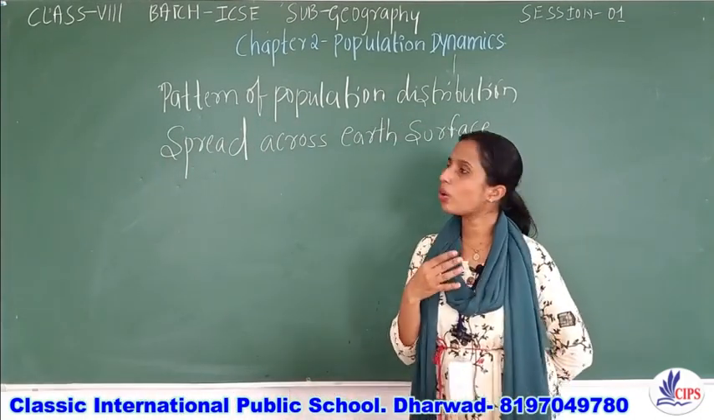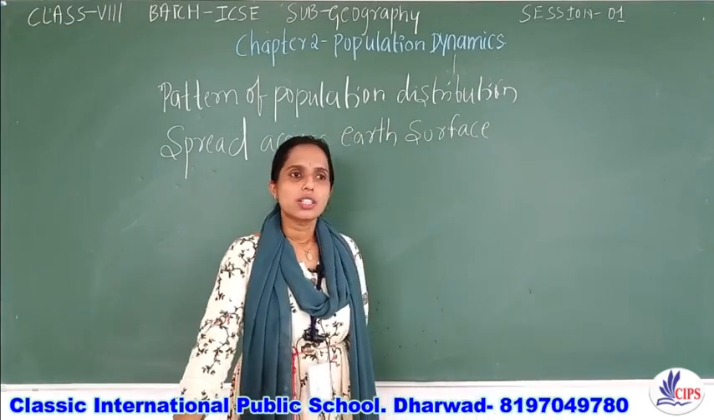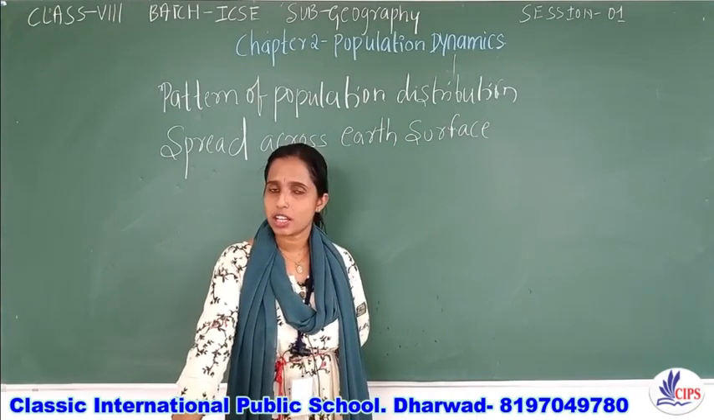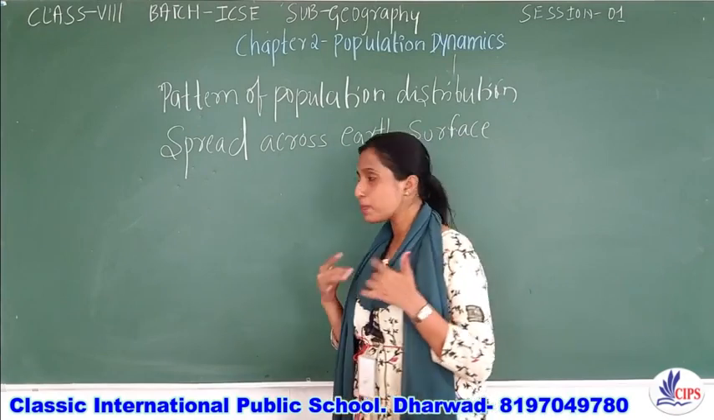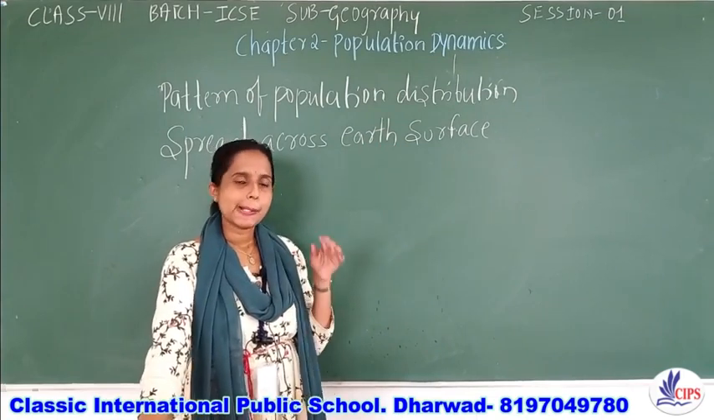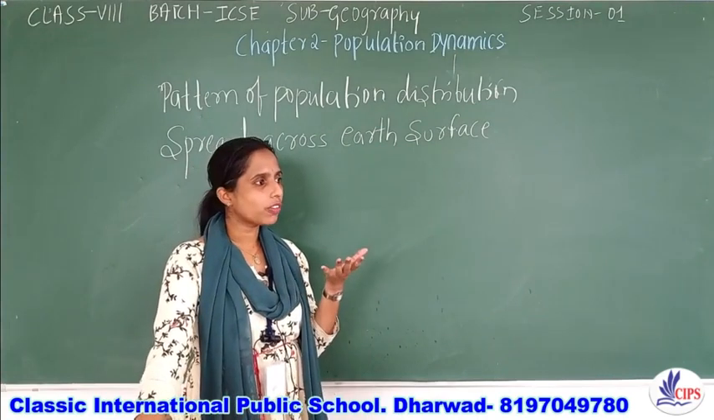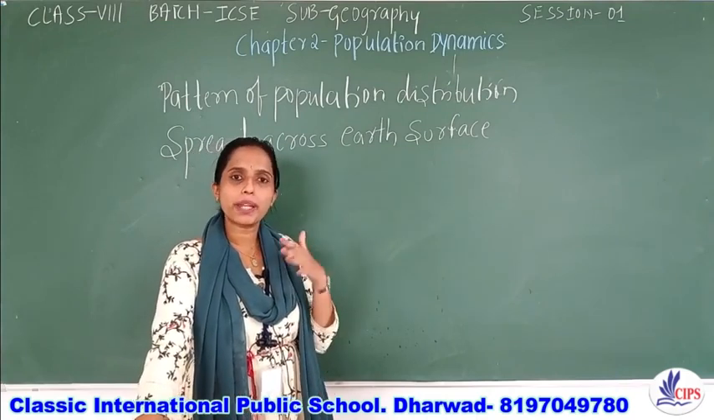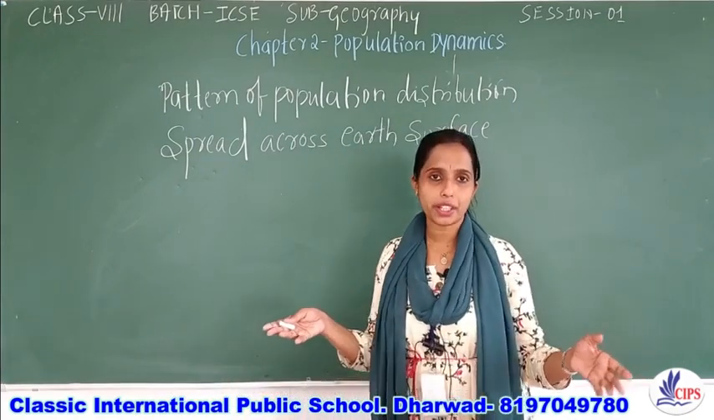How the pattern of population distribution differs from one area to another. On the surface of the earth, there are 194 to 196 countries. In all the countries, this pattern is not the same. In some countries, it is overpopulated. In some countries, it is underpopulated. When we talk of regions like deserts, there is sparse population. When we talk of plain areas or fertile river valleys, the population is dense.